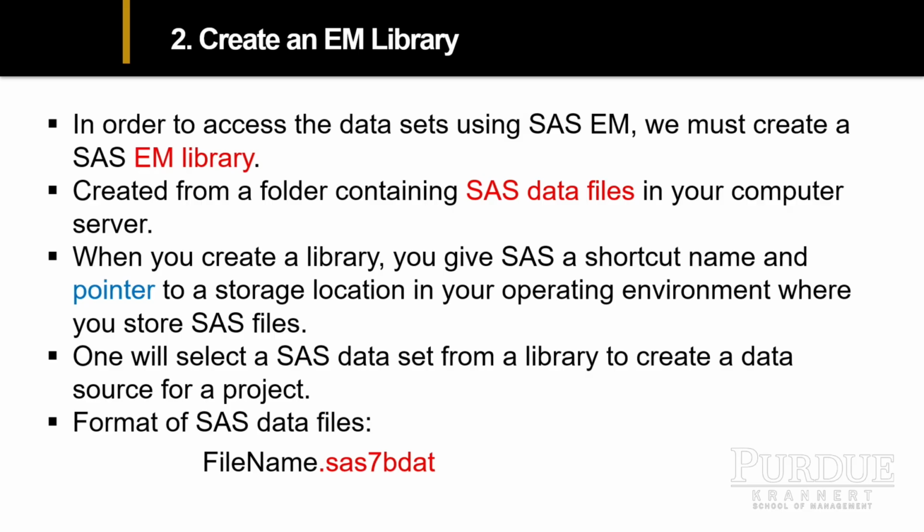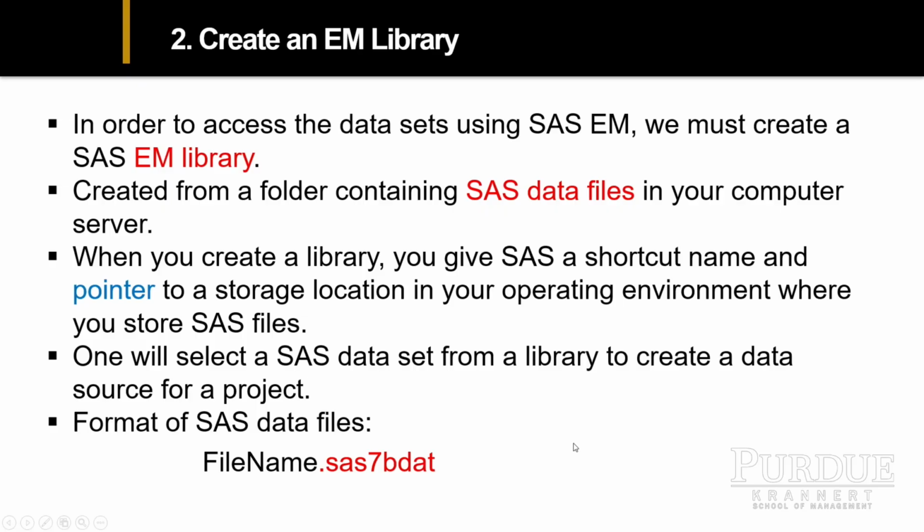In the second step, we're going to discuss how to create an EM library. That's the process for EM to access the data set that's in your local folder. Basically, the EM library gives us a shortcut name or pointer to the local folder where you store your SAS file. In particular, the format of the SAS data file is the file name .sas7bdat. That refers to the SAS data file.